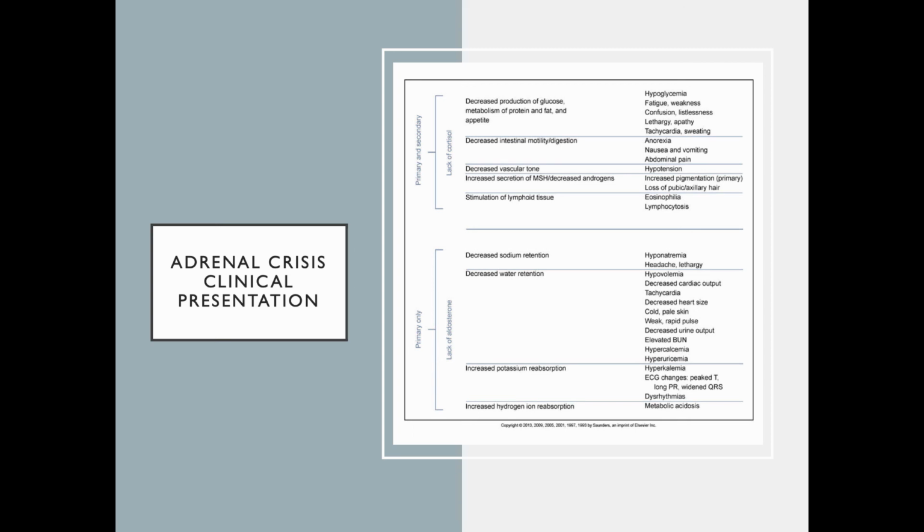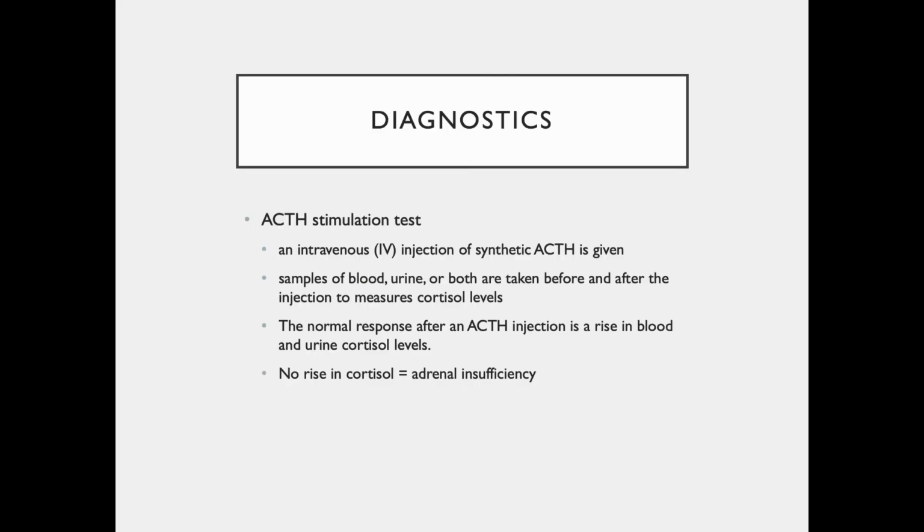So remember that lack of cortisol causes hypoglycemia, confusion, lethargy, tachycardia, sweating, also some hypotension. But the place we really see the hypotension is when aldosterone, also a corticosteroid, the mineralocorticoid, is diminished or absent. And that's where we see severe hypovolemia, tachycardia, cool, pale skin, weak, rapid pulse, etc.